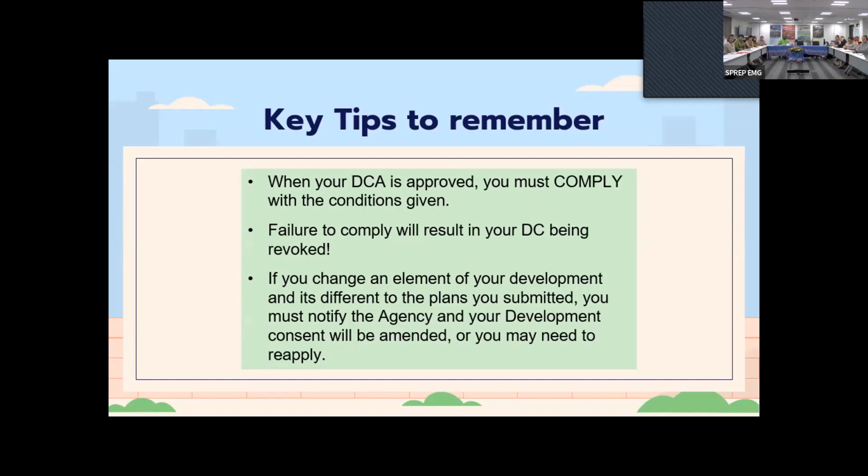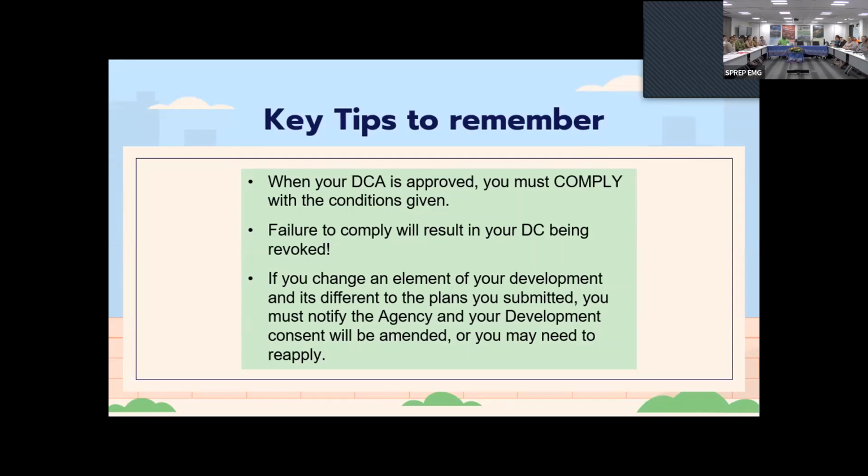If we have given the DC, but you did not comply with the conditions given, or you added something else, it will be revoked. So it will be taken away again. And that will make your development illegal because now there is no consent for it. So that's, I think, a very key thing to remember. And we've talked about this and it's been brought up very well by our participants: if you change an element of your development and it's different to the plans that you submitted, you must come back to notify us. And you may need to reapply if the consent has already been given.